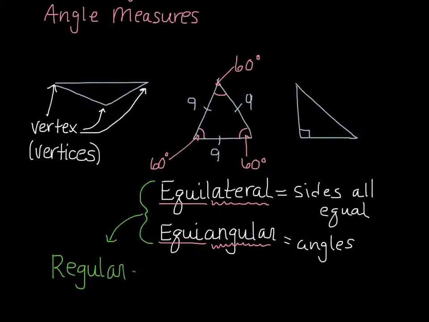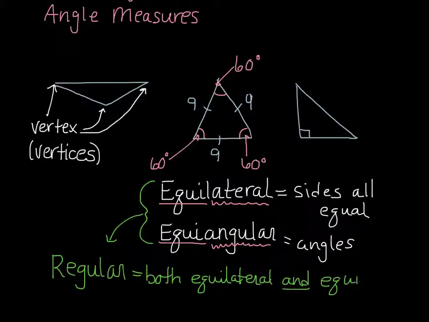So this would be both equilateral and equiangular. And that's a special classification. Many more polygons are not regular than are regular. So something could be equilateral, but not equiangular.